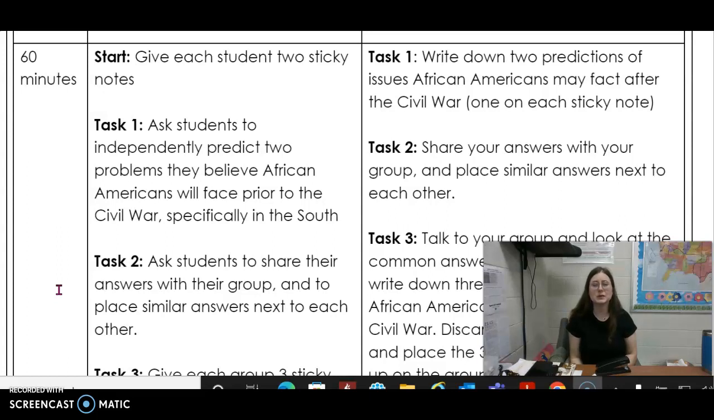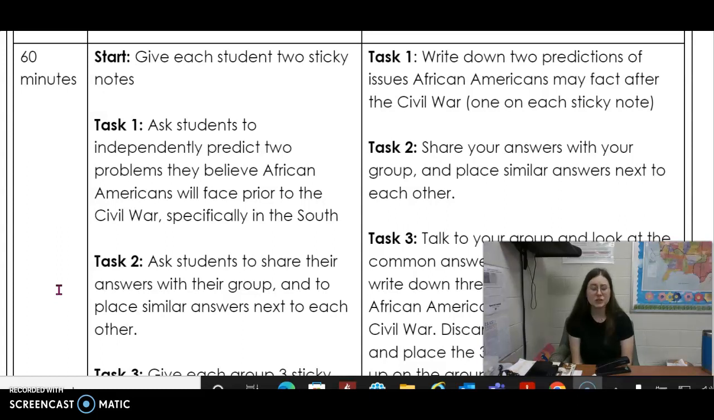Each student is going to be set up with this stage. So the Civil War has just ended, and with all of the prior knowledge and historical understanding of the situation, what are 2 issues they believe African Americans are going to be facing in the South right after the Civil War? So the students are going to, first, brainstorm their 2 predictions.